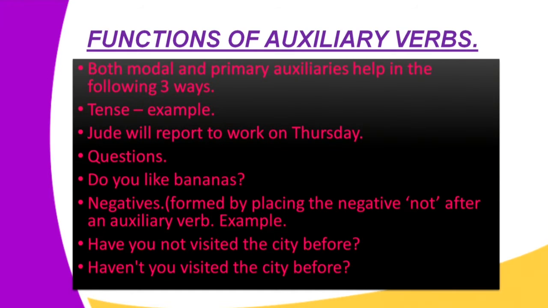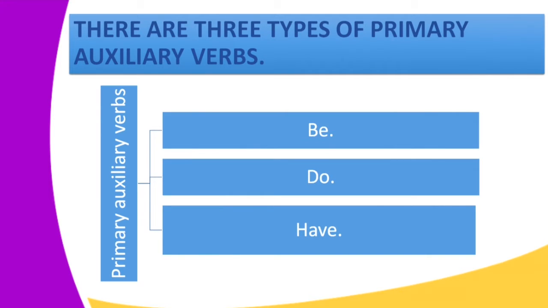So those are the 3 functions of auxiliary verbs in sentences. And there are 3 types of primary auxiliary verbs. Today we are going to look at the primary auxiliary verbs. Later we look at the modal auxiliary verbs. And we have 3 verbs in auxiliary verbs: be, do, and have. These are the 3 primary auxiliary verbs.